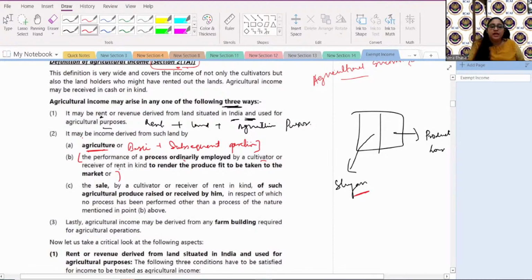Receiver of rent in kind means a person like me or Mr. X who was receiving the produce in kind as rent, to render the produce fit to be taken to the market. So hence they are saying any income which you are getting through the process which is generally employed on that produce to make it fit to be sold in the market, that income is called agricultural income.